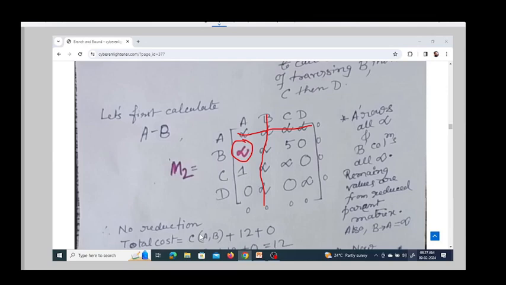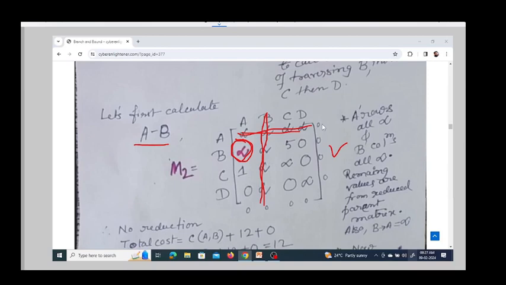These are the two things you have to consider. One is A to B, because I am finding A to B, so A rows and B columns all should be infinity, and B to A also should be infinity. Remaining all will remain as it is, like the parent matrix. Now again you have to do the reduction. Row wise, column wise reduction will happen. So row wise reduction, whenever there is all infinity, cost is 0.